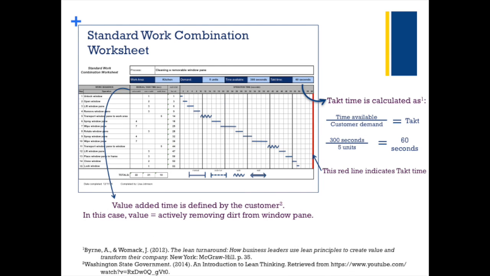In this case, value added time is defined by the customer, and value is any activity which removes dirt from the window pane. The takt time is calculated for this process as the time available divided by customer demand. 300 seconds are available to clean 5 removable window panes. This sets our takt time at 60 seconds. The cycle time is 53 seconds.